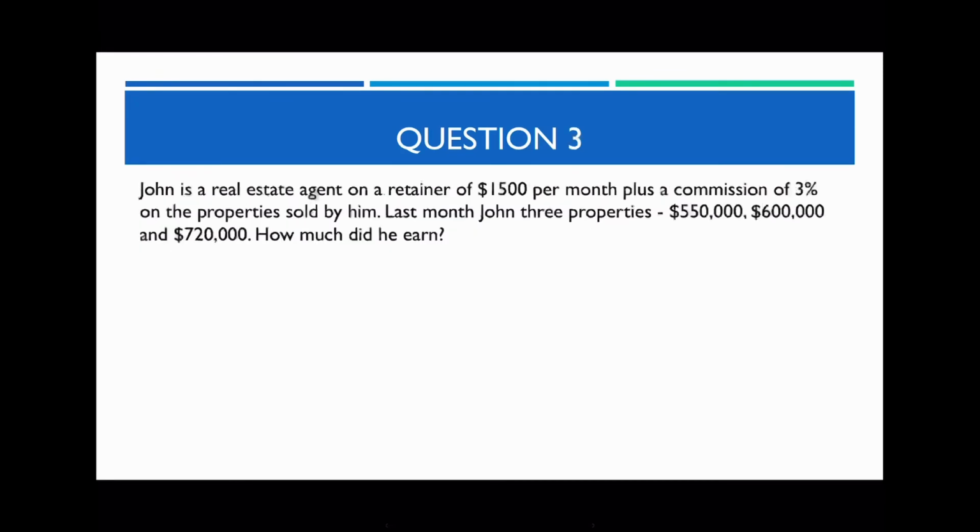Question 3. John is a real estate agent on a retainer of $1,500 per month plus a commission of 3% on the property sold by him. Last month, it should say, John sold 3 properties worth $550,000, $600,000, and $720,000. How much did he earn in total for that month? So it wants you to find out the commission and then add it to his retainer. So it's therefore commission plus salary.